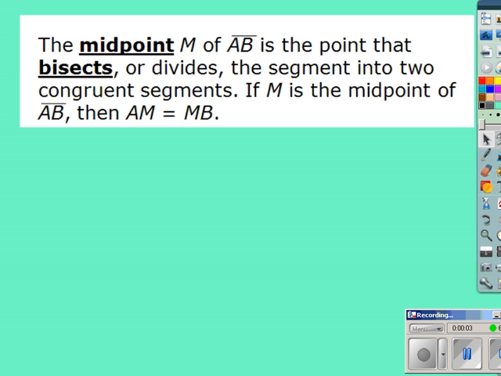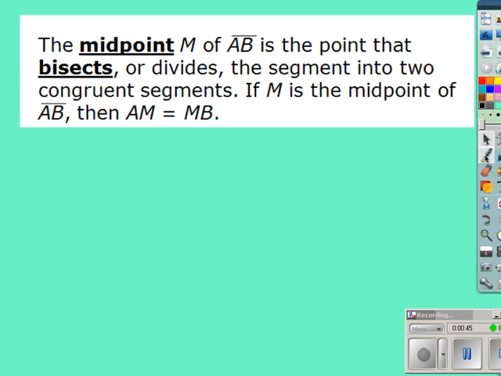We're continuing on with section 1-2, talking about midpoints. The midpoint M of line segment AB is the point that bisects or divides the segment into two congruent segments. The word bisect you will see quite a bit in this book. If you break it down, bi means two: bicycle is two-wheeled, biped is 2 feet. So bisect means you're taking a segment and breaking it into two equal sections. If M is the midpoint of line segment AB, then the section AM has the same measurement as section MB.